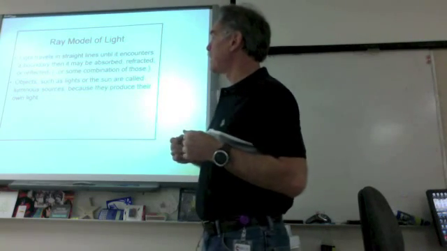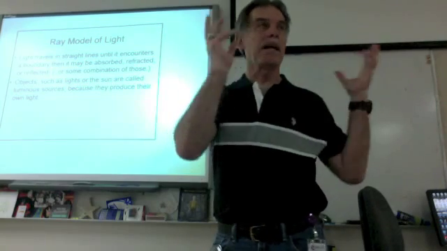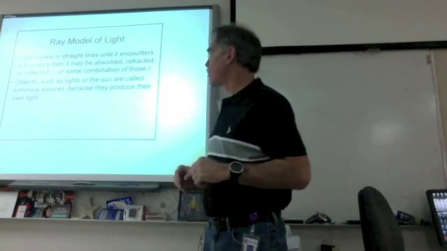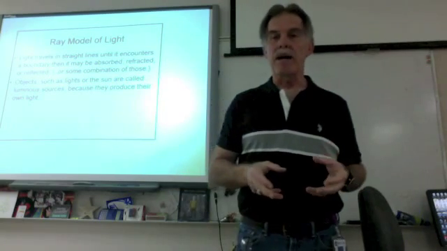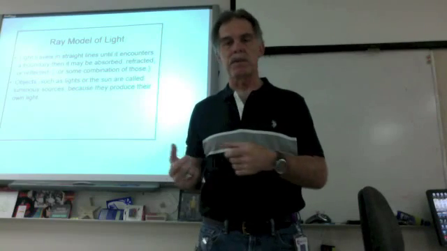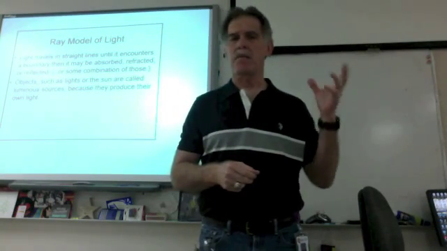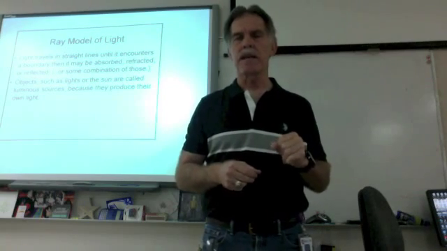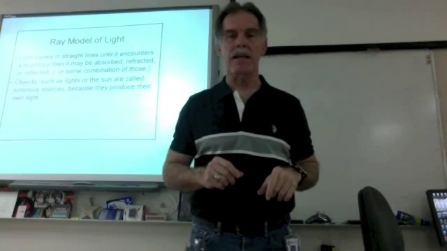Objects such as the sun or light bulbs or any source of light are called luminous sources because they produce their own light. Objects that reflect light are not luminous sources. They just take the light that some other object produces, kind of like the moon. The moon doesn't produce its own light. It reflects light. Looks bright to us, but that's just the sunlight that's being reflected off of it.